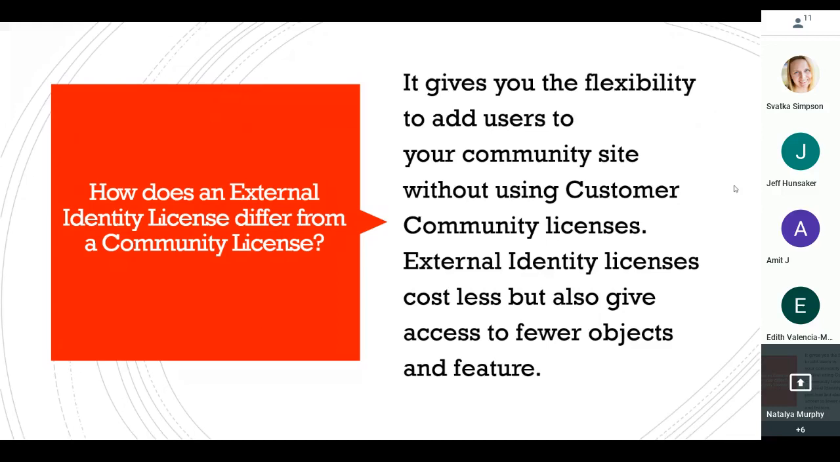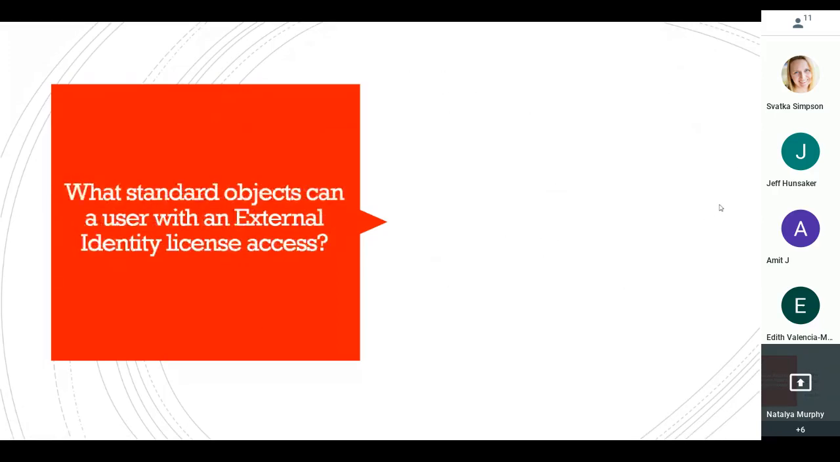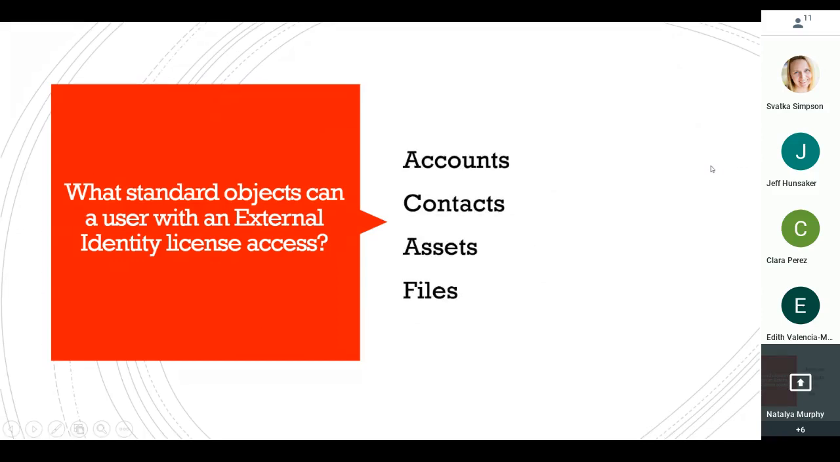All right, Clara, you're next up for the next question, so I'll give folks a little bit of warning now. All right, what standard objects can a user with an external identity license access? What do you think, Clara? They can access, of course, their account and contacts that are related. They can access cases. Well, you're 2 out of 3, you're right on. So they can access accounts, contacts, assets, and files.